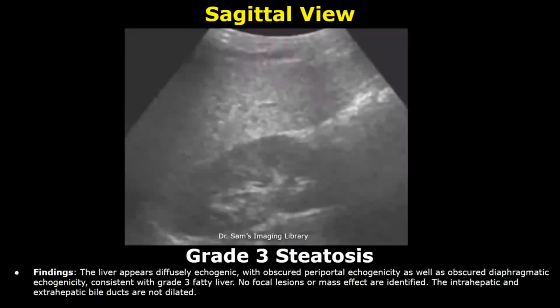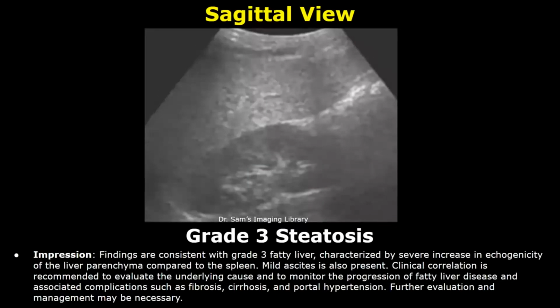These are the findings of a grade 3 fatty liver. There will be obscured periportal echogenicity as well as obscured diaphragmatic echogenicity consistent with grade 3 fatty liver. You can write findings are consistent with grade 3 fatty liver and mention the severe increase in echogenicity. In most cases, mild ascites is also present. And then you can write about clinical correlation.